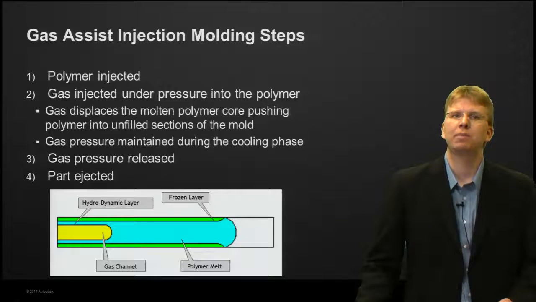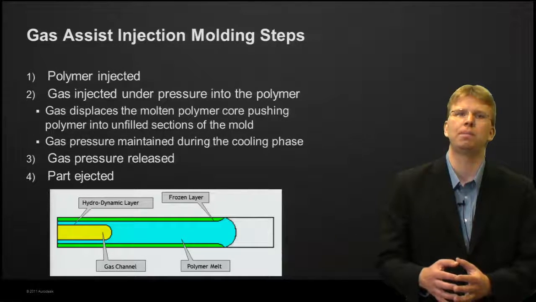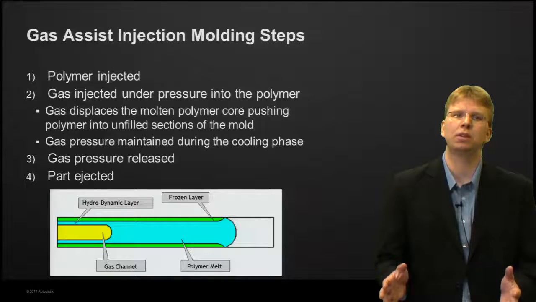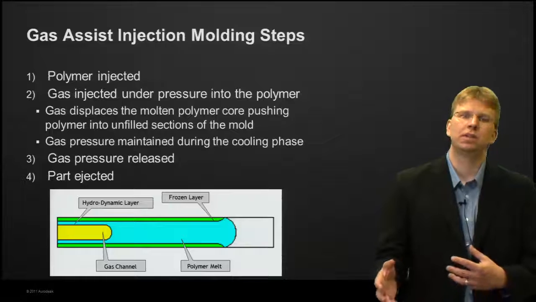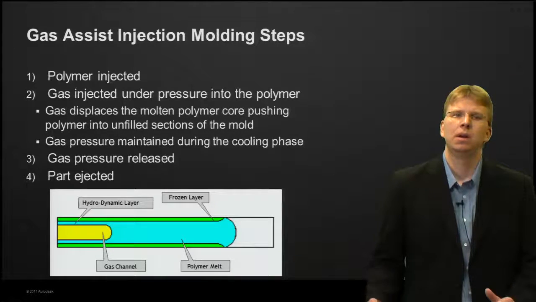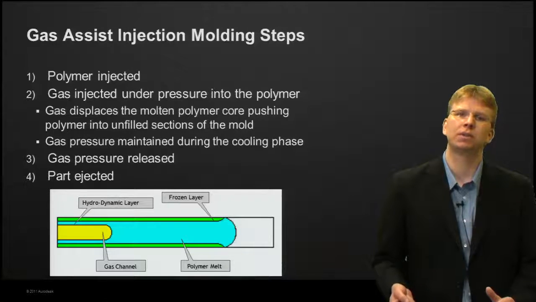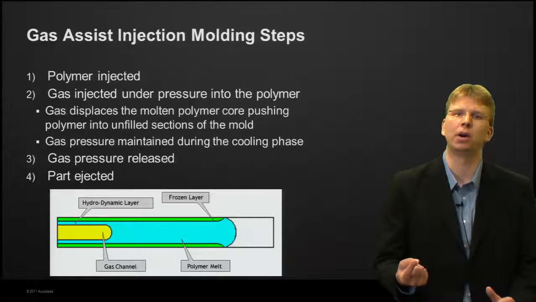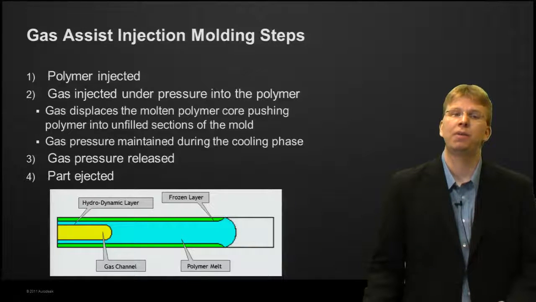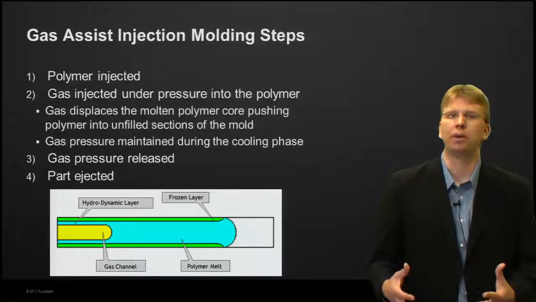So the injection molding steps that happen with gas assist: the polymer is injected, again, typically that certain percentage, not all the way filled. Then the gas is injected under pressure into the polymer itself. And the gas inside of the stream displaces the molten polymer in the core of the material into the sections that are not filled. And that gas pressure is maintained all the way through to the cooling phase. Then the gas pressure is released either through the pin or sometimes there's another section of the part that will penetrate the part to let the gas out. And finally, the part is ejected, and we have a hollow part.